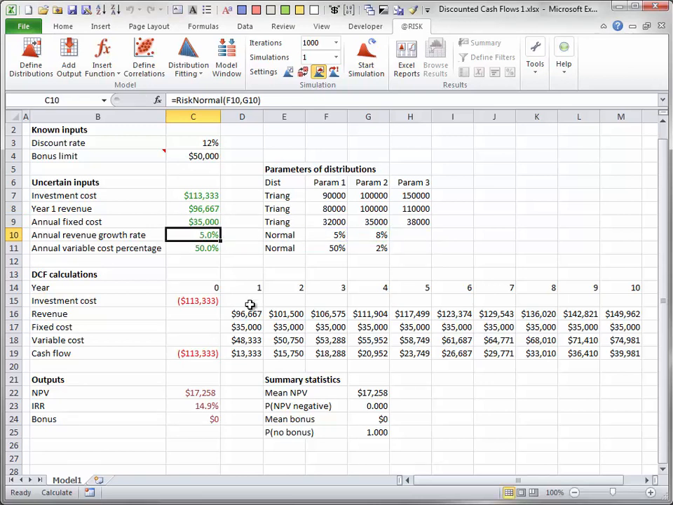The annual variable cost is the same percentage of revenue each year, and this common percentage is normally distributed. These assumptions lead to the uncertain quantities in the green cells. Then the discounted cash flow calculations are straightforward. Note in particular how the revenue cells in row 16 use the same percentage change each year.